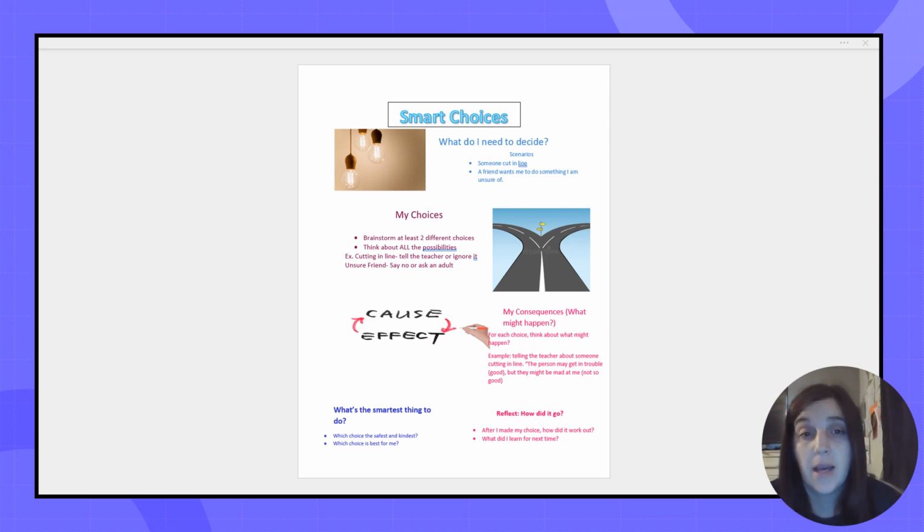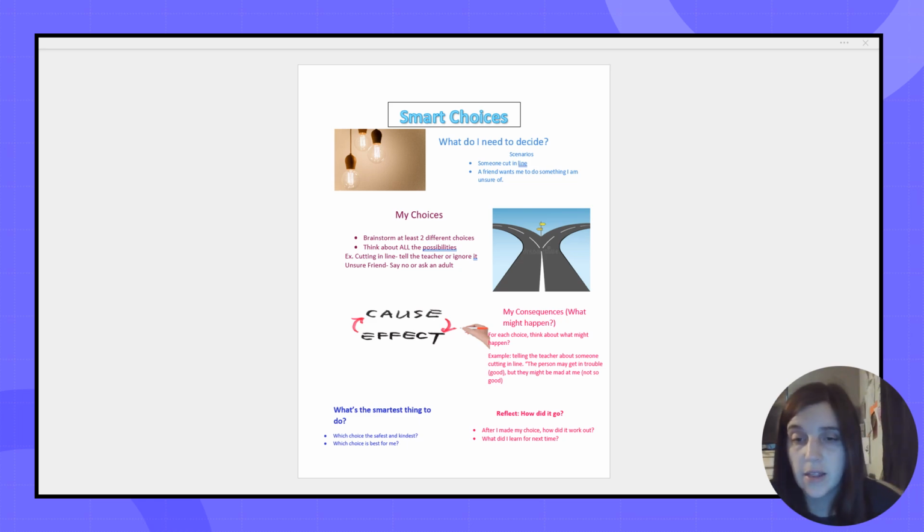So I would then think about my choices. I would brainstorm at least 2 different choices. Think about all the possibilities. So, for example, if someone was to cut in line, my choices would be I could tell the teacher, or I could ignore the fact that that student had cut in line. So, my consequences.